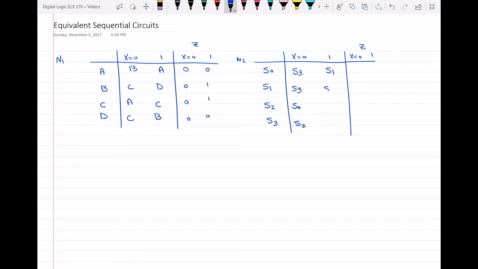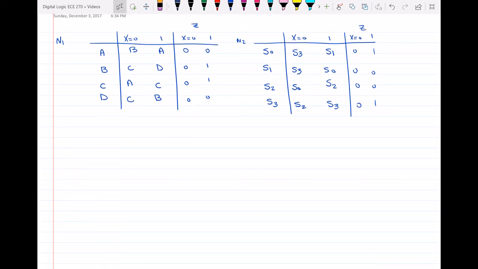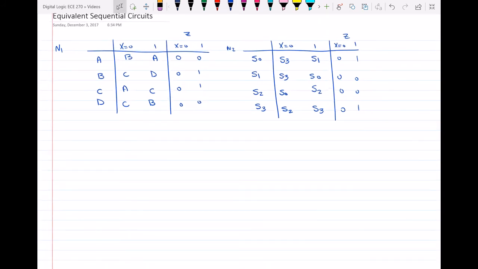So in this video, first I will draw the state graph with respect to these state tables. And that will be a review for you for drawing the state graph as well. And then we're going to go through the process of finding out if these two sequential circuits are the same or not. So let's draw the state graph first. So the state graph for N1.